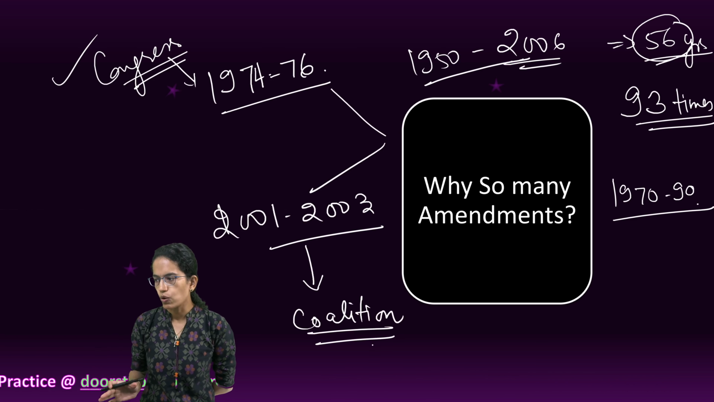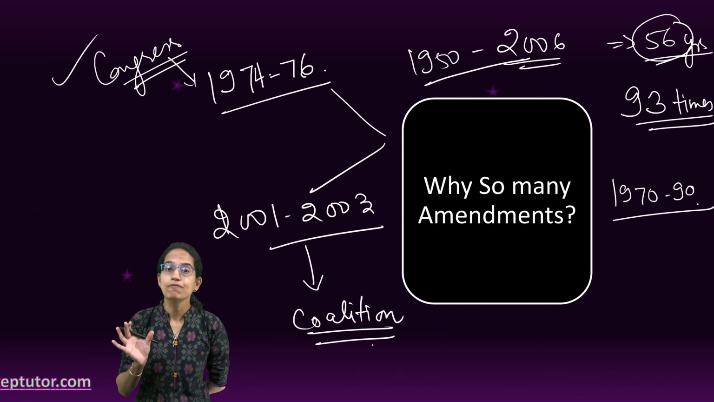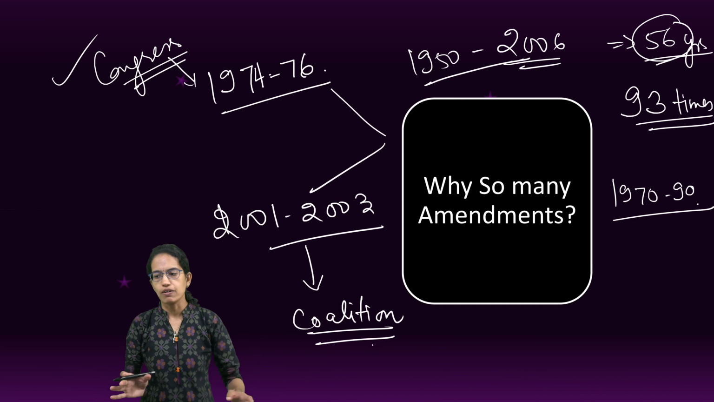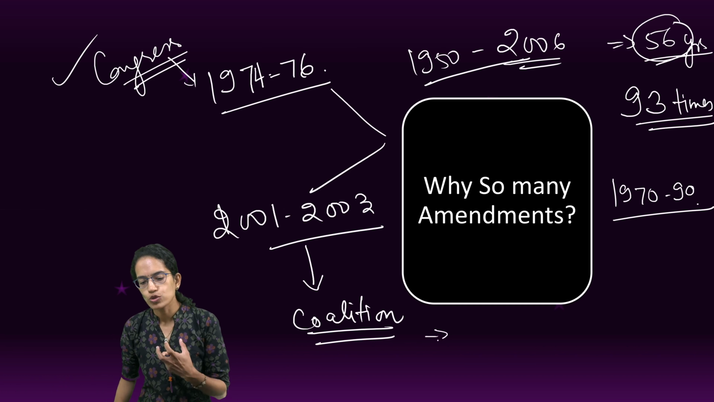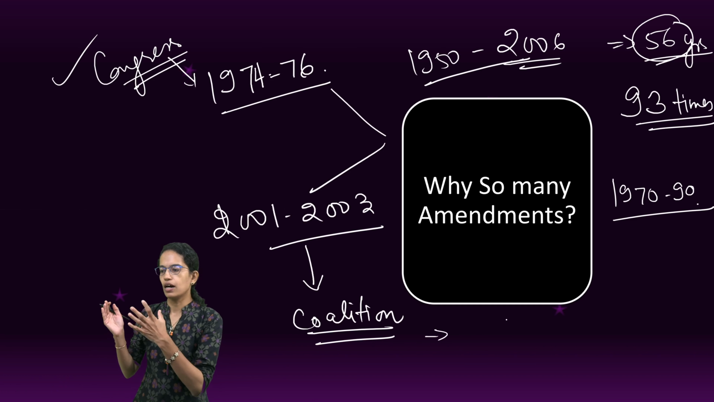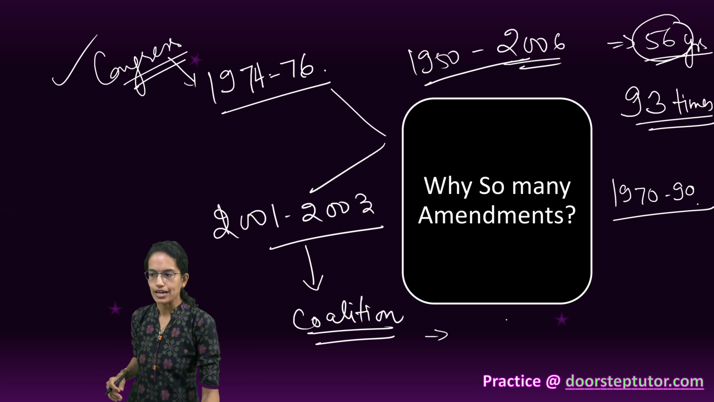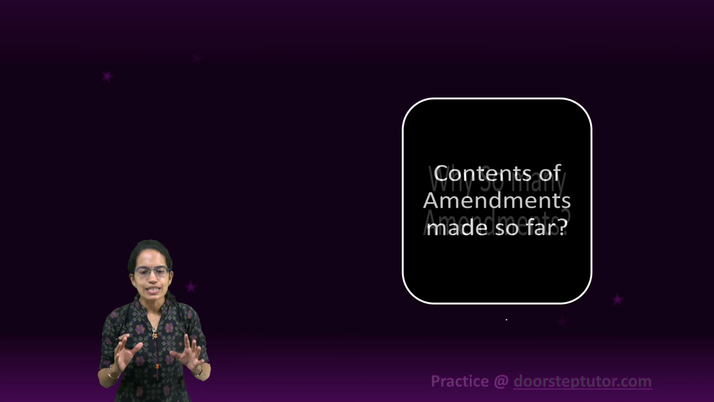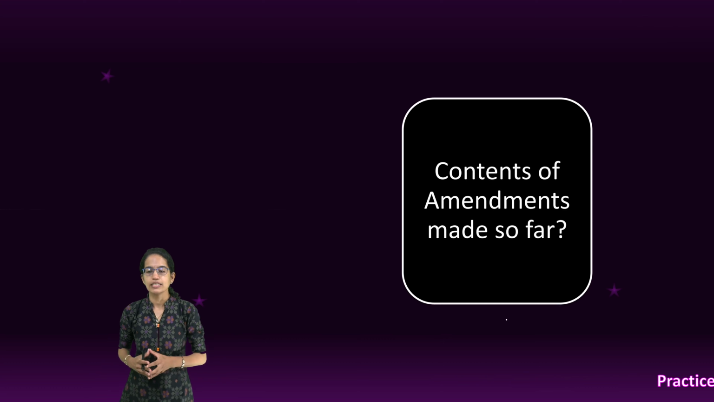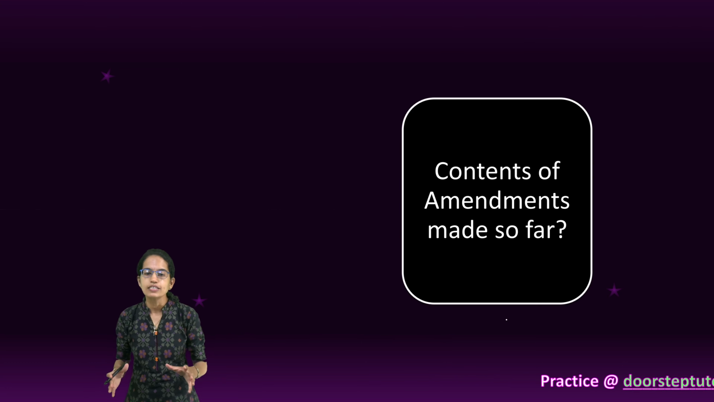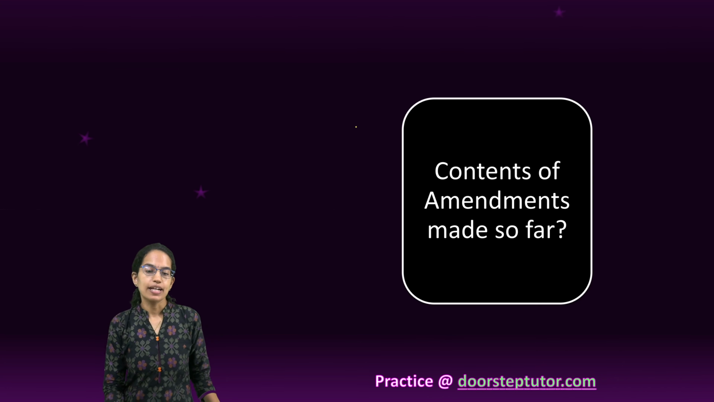Now, since it was a coalition government, you had different political parties who were in power, and as a result, there was also rivalry between BJP and the opponents, which was one of the reasons that this amendment actually took place. The next important aspect that we would understand is the content of the amendment that have been made.